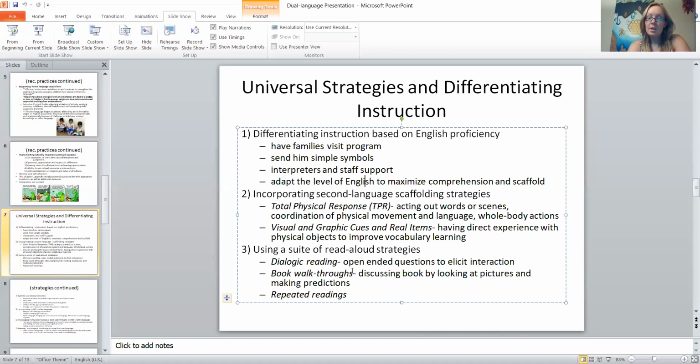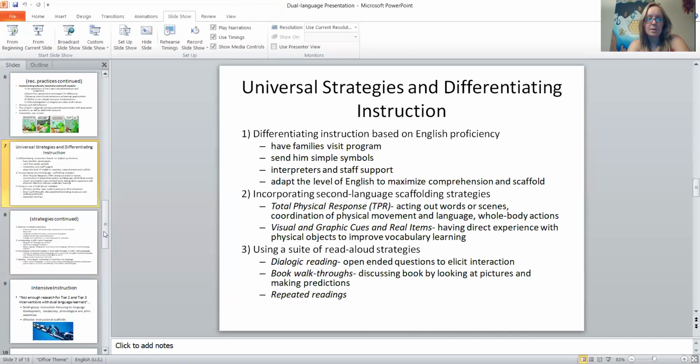Book walkthroughs. It's kind of like a picture walk, as I call them when we do them at school. But discussing the book by looking at the pictures, and making a lot of different predictions about what they're thinking is happening and what's going to happen. And then they also mentioned repeated readings of books that the children are interested in and that they're learning with. So those are the first three.